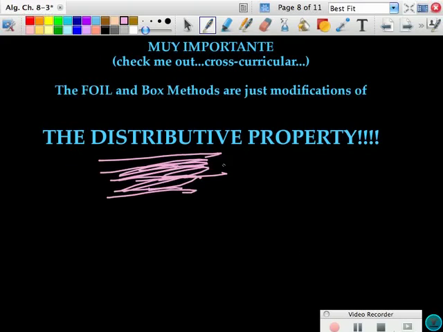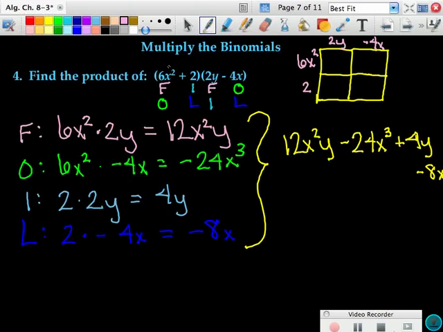The only difference, we're not multiplying one term by several. We have 2 to multiply by more. So you make sure that everything gets multiplied. So if you look through, we're taking the 6x squared and we're multiplying it by 2y. We're also taking 6x squared and multiplying it by the negative 4x. So we have distributed this 6x squared.